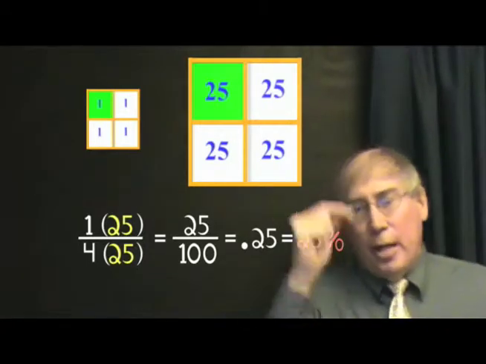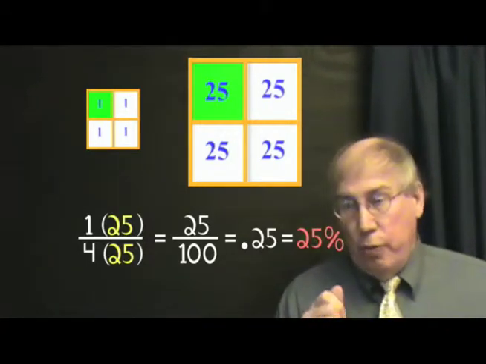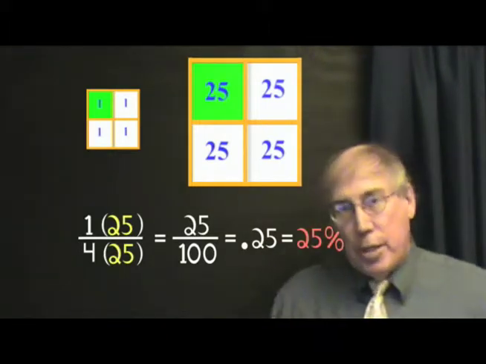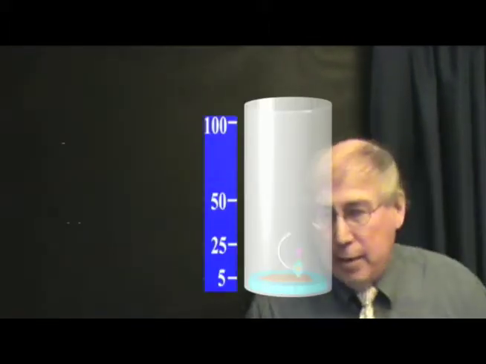Now if you take 100 and divide it into 25, you get 0.25. Move the decimal point over to the right, and we can say we have 25%. We have a little percent sign at the end there.